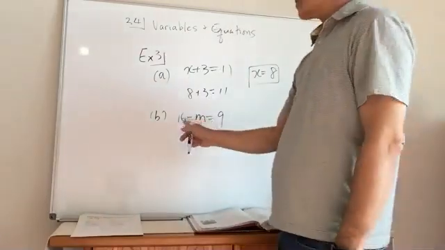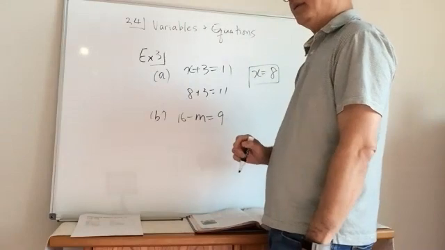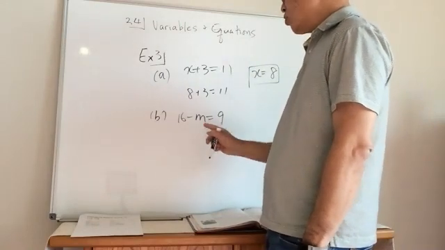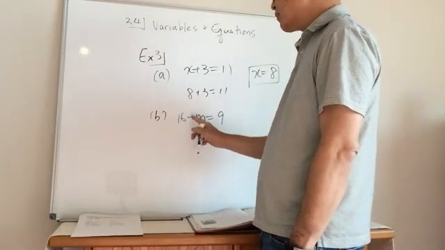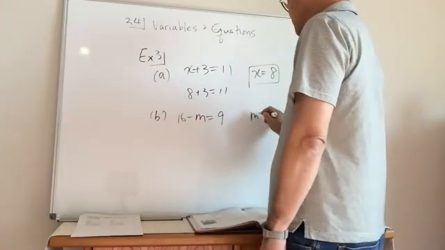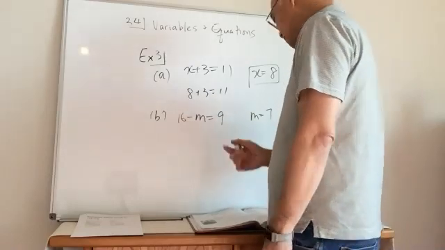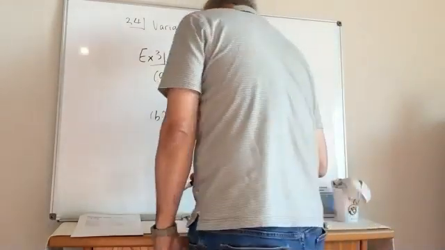Okay? And we have b, we have 16 minus m is equal to 9. So from 16, I subtracted something and it became 9. Okay, so what number do I subtract from 16 to get 9, right? So it would be 7, correct? 16 minus 7 is equal to 9. Okay, that's all we're doing, right?